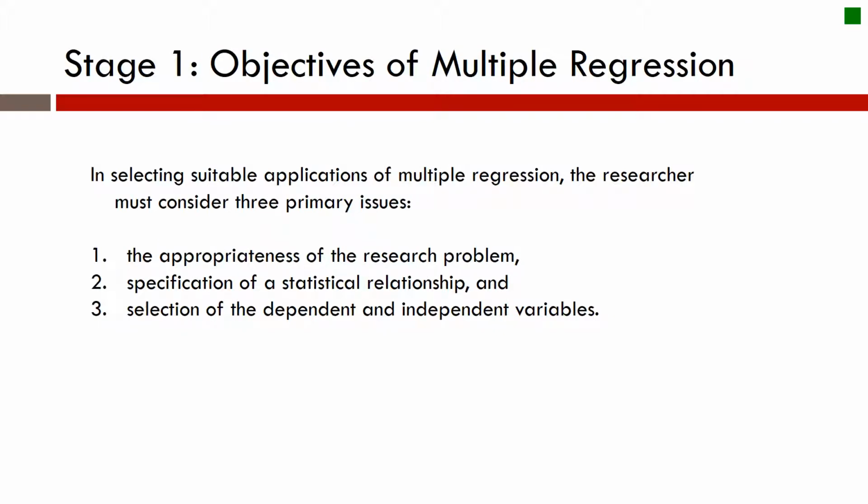Okay, so just to wrap this up, when we look at the first stage, or just thinking about the objectives then, in selecting a suitable application for multiple regression, we want to consider what the primary use of multiple regression is. We want to make sure that when we do multiple regression, it's appropriate for the type of research that we're doing. That we are looking to specify a relationship between variables. So that's kind of a key thing, and we're actually doing some significance testing here.